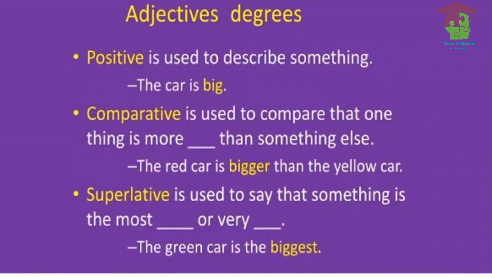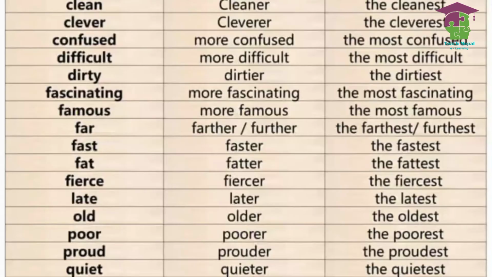Positive is used to describe something. The car is big. Comparative is used to compare that one thing is better than something, right? So दुईटा कुरा बीच comparison गर्नलाई चाहिँ हामी comparative form use गर्छौं, right? er अथवा more plus adjective form use गर्छौं. Superlative चाहिँ to compare the things in a group of more than two, हैन? दुईटा भन्दा बढी भएको ग्रुपमा compare गर्नको लागि चाहिँ we use superlative form. est or most plus adjective form.